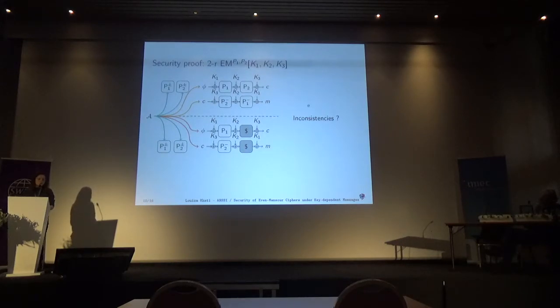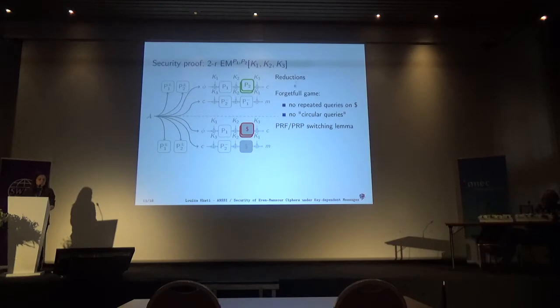To do so, we first do two reductions, due to the fact that the forgetful random oracle can be seen as a function, and it's not a permutation. The first reduction is a reduction to an adversary that is playing in what we call the forgetful game. The forgetful game is the following. We have an adversary that has access to an oracle, and this oracle either implements a random permutation, or this forgetful random oracle.